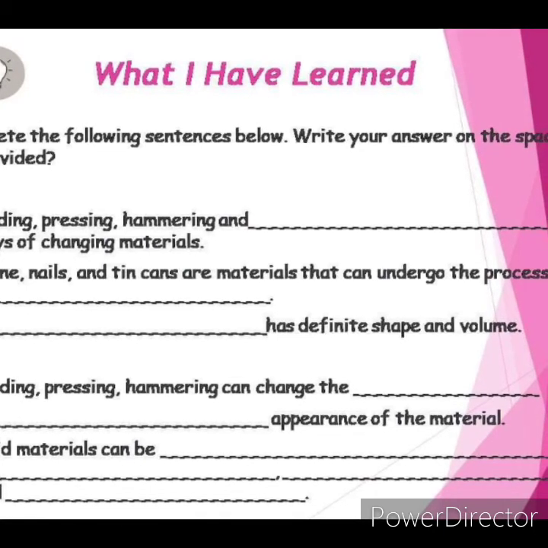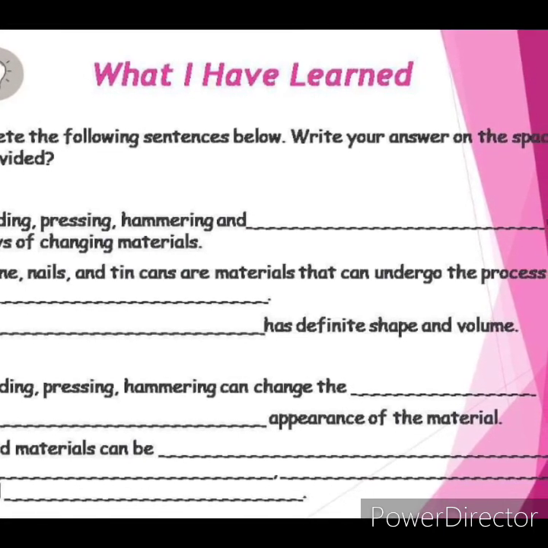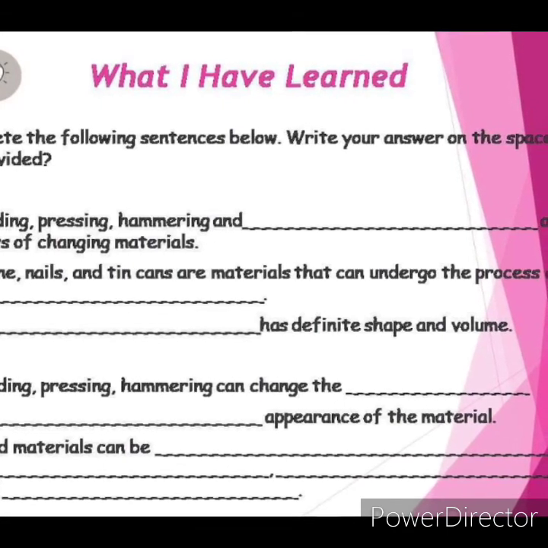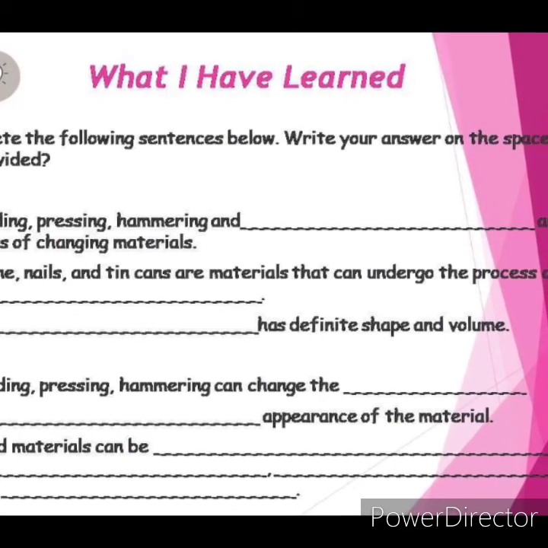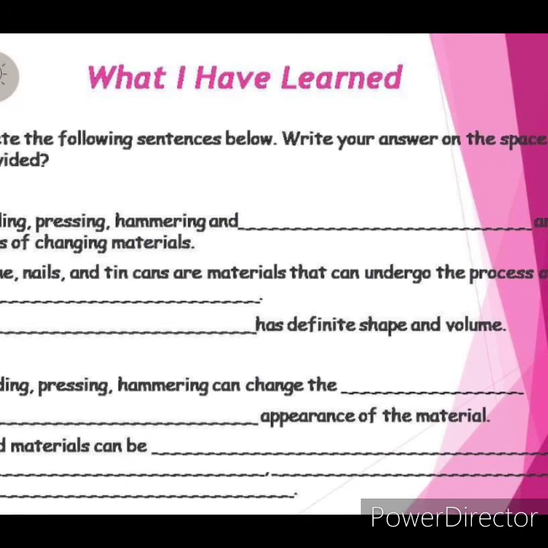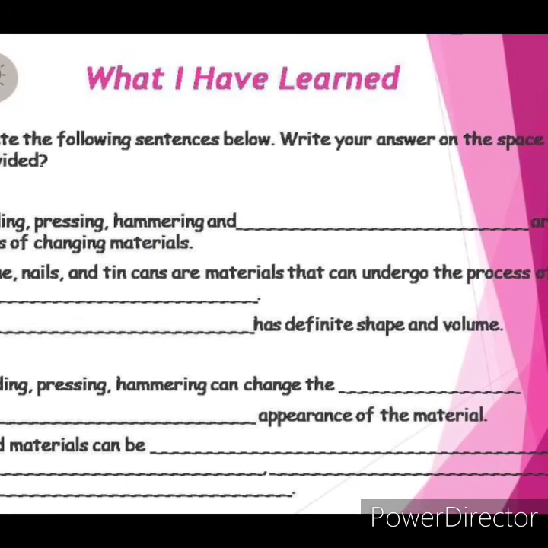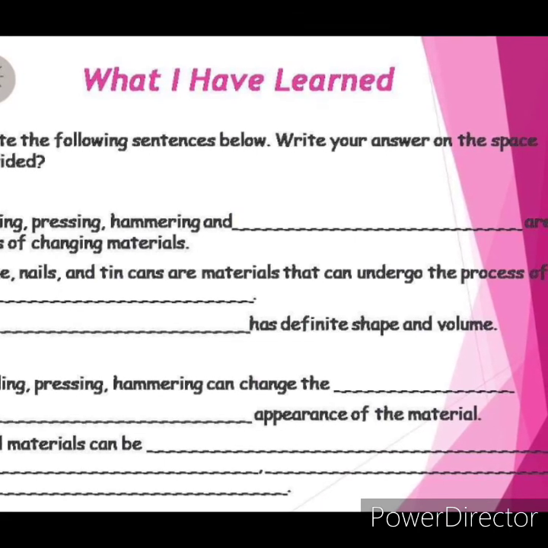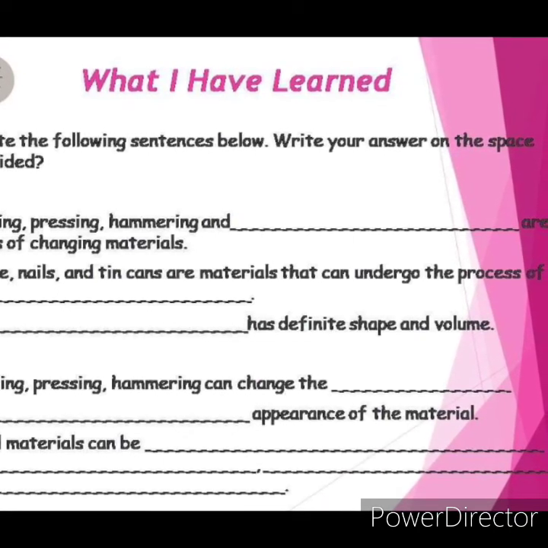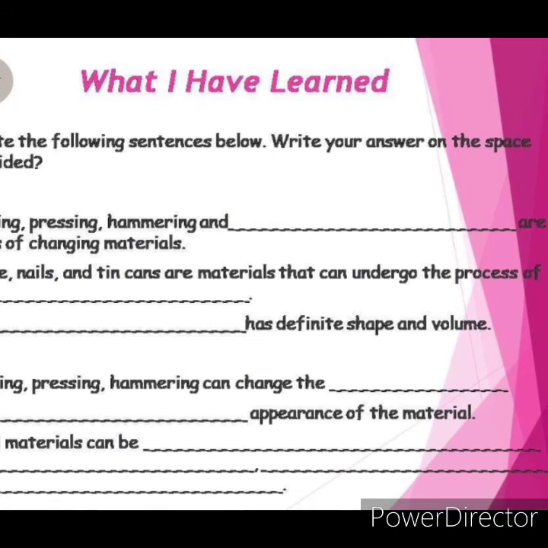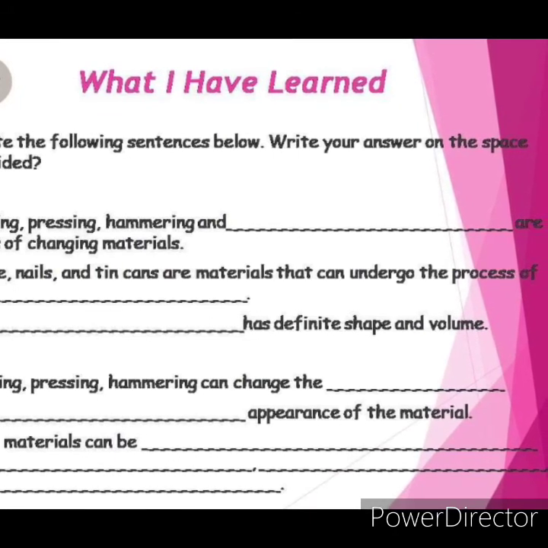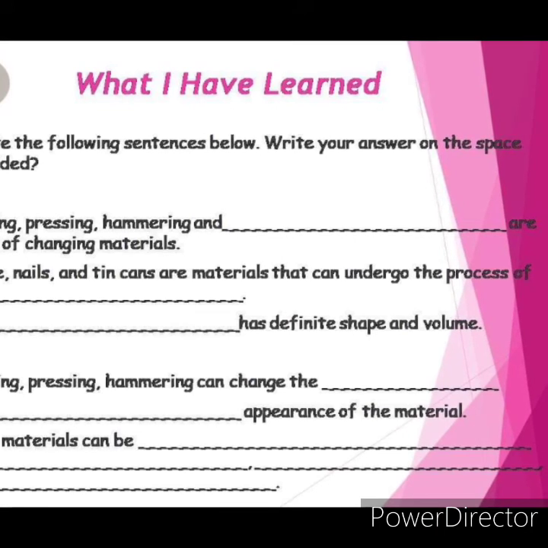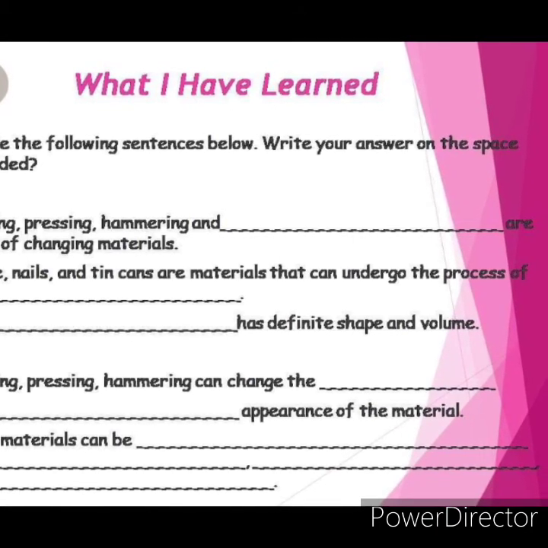Number 2, stones, nails, tin cans are materials that can undergo the process of blank. Number 3, blank has definite shape and volume. Number 4, bending, pressing, hammering can change the blank appearance of the material. Number 5, solid materials can be blank, blank, blank, and blank.